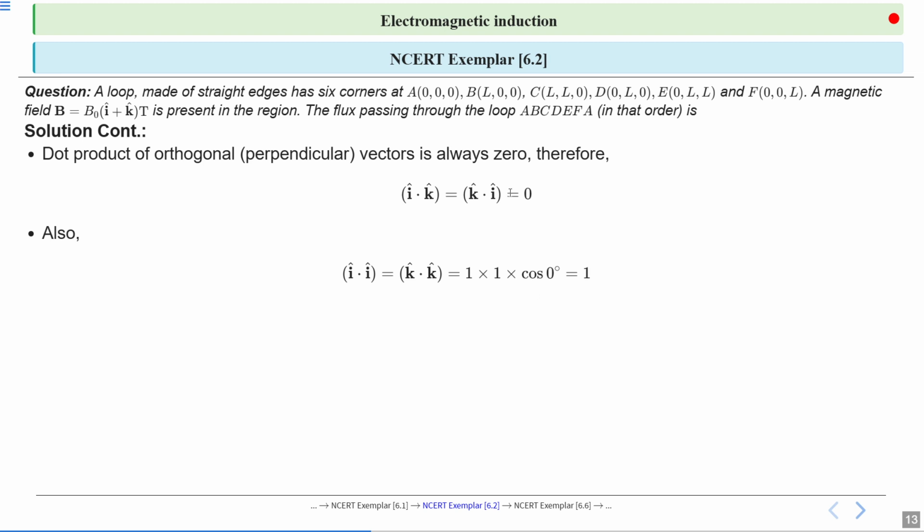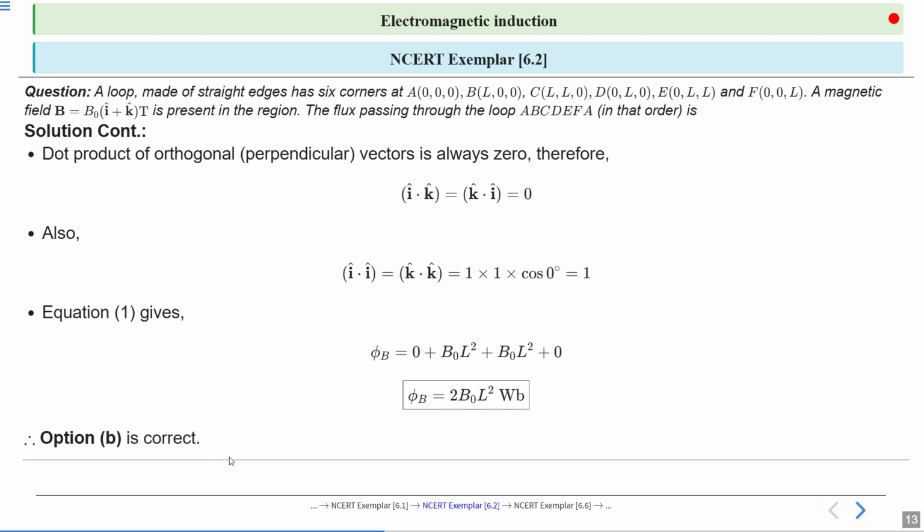Okay, so after putting all these values in equation 1, phi b equals: I cap dot K cap and K cap dot I cap, these terms become 0. So 0 plus, and these two terms, I dot I and K dot K, will result in 1 and 1. So it will result in b naught L square plus b naught L square plus 0 again for this. So phi b will be equal to 2 b naught L square Weber. So this is the final answer. Got it? So which option is correct? Option B is the correct option.